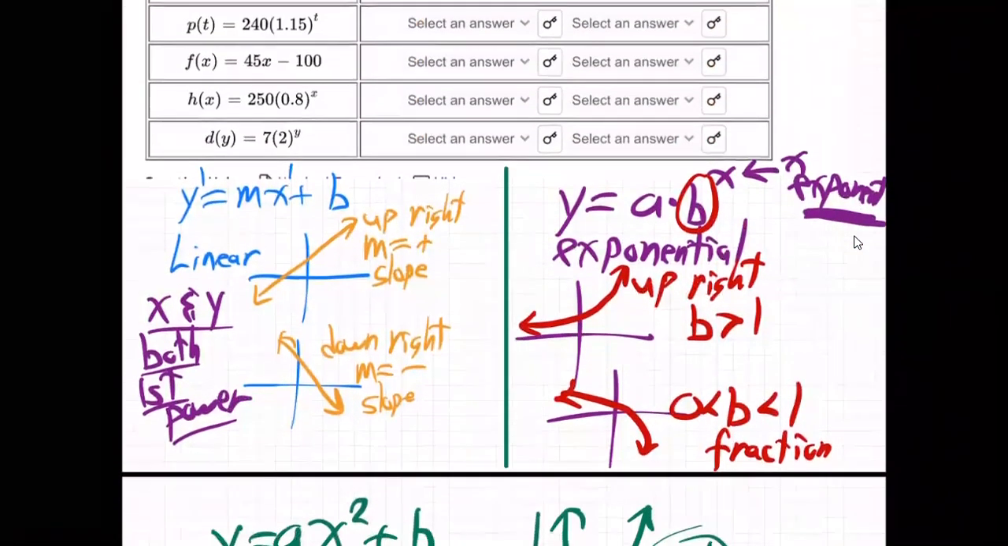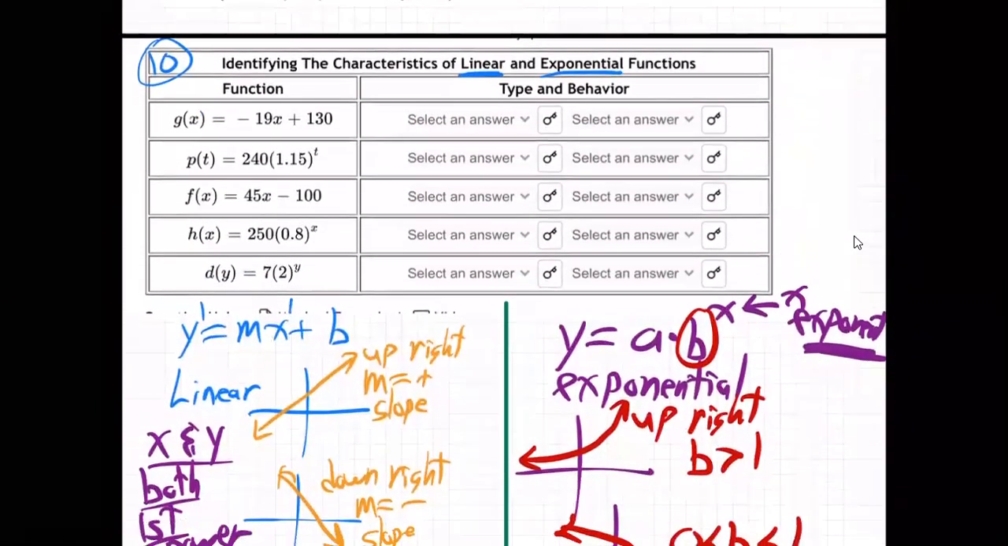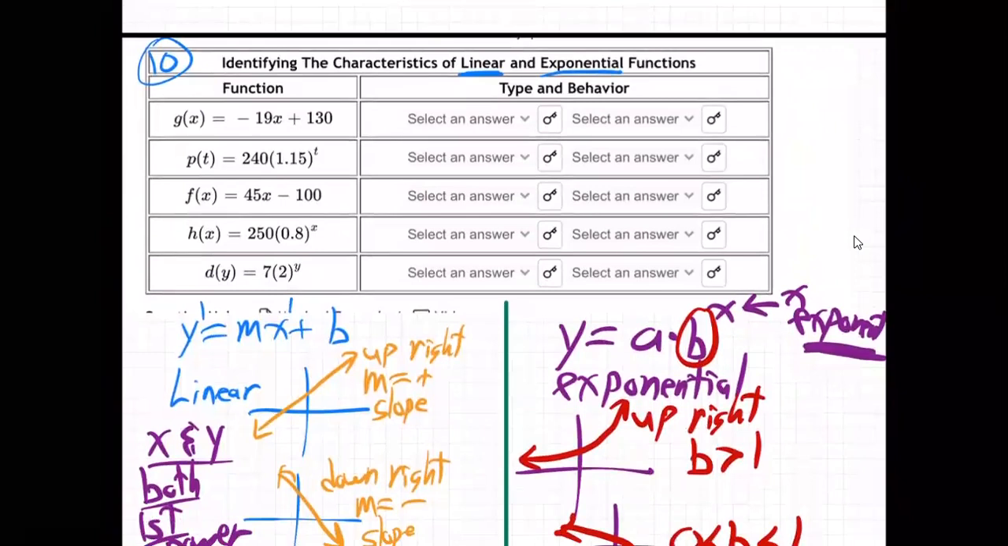And if you have x is actually in the power zone itself. So not just that x has powers, but x itself climbs into the power zone. That's called exponential. And then it's all about the base, b, the base that x is on. If that base is greater than 1, it goes up to the right. If that base is a fraction between 0 and 1, it goes down to the right. All right. So now all the questions are based on that.